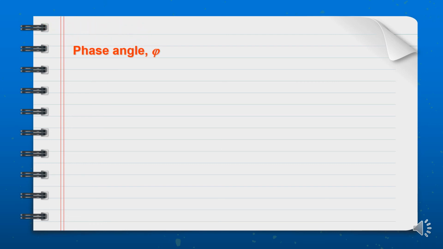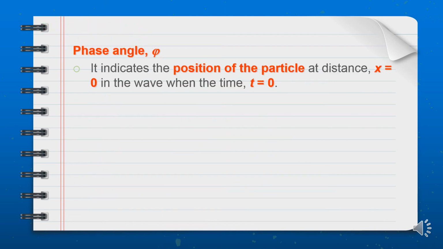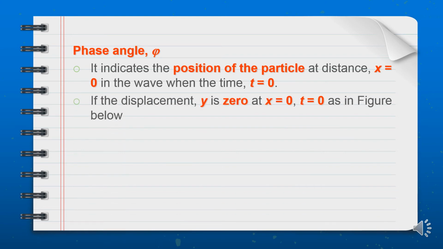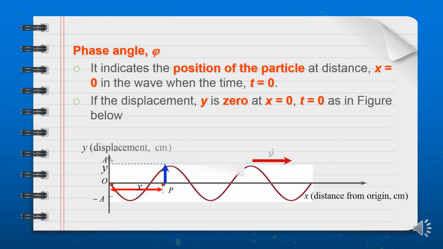Phase angle φ indicates the position of the particle at distance x equals 0 in the wave when the time t equals 0. If the displacement y is 0 at x equals 0, t equals 0, as in the figure below. This is the graph of y against distance when x equals 0 and t equals 0.